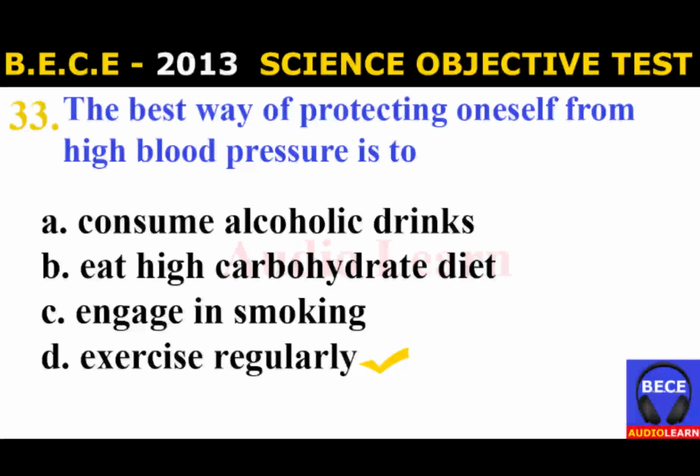Number 33. The best way of protecting oneself from high blood pressure is to A. Consume alcoholic drinks. B. Eat high carbohydrate diet. C. Engage in smoking. D. Exercise regularly. And the answer is D. Exercise regularly. The best way of protecting oneself from high blood pressure is to exercise regularly.